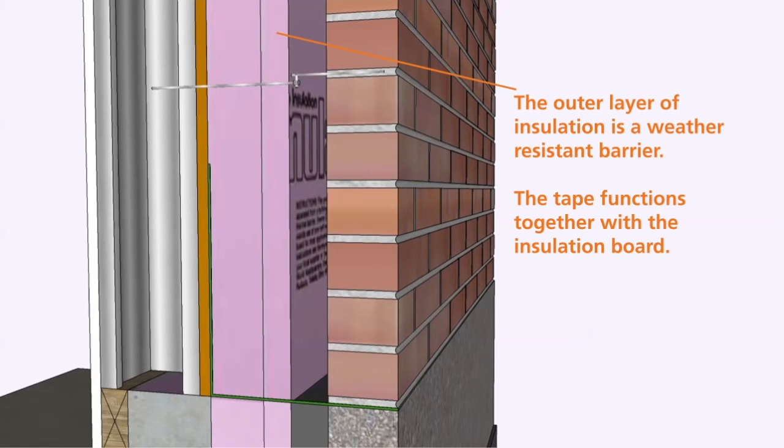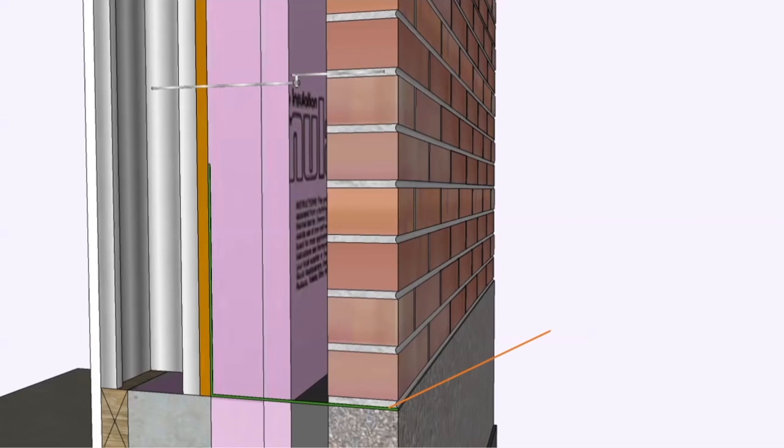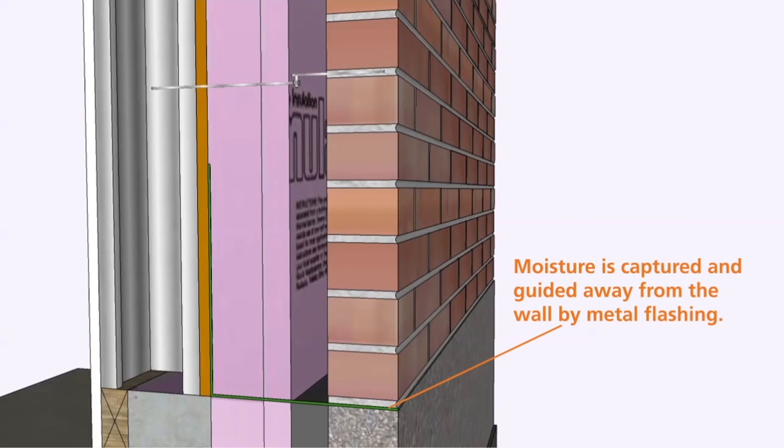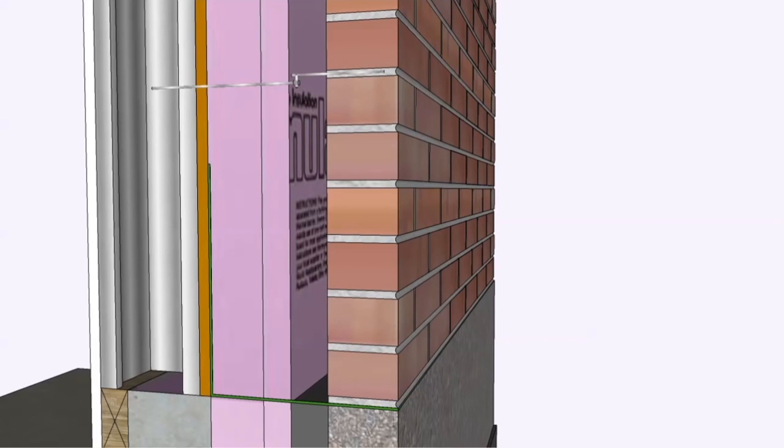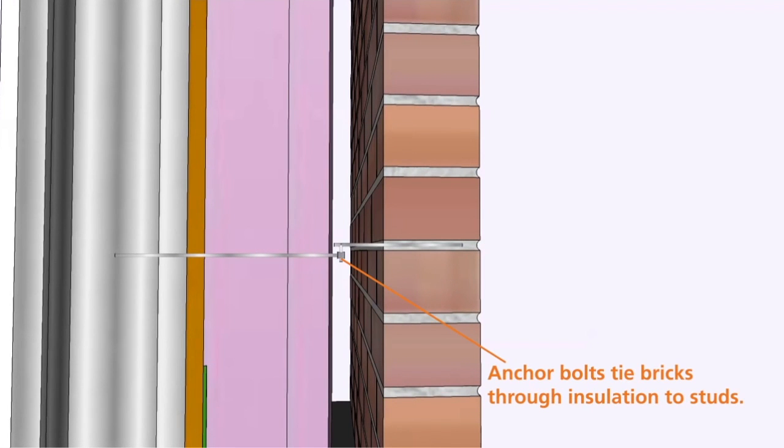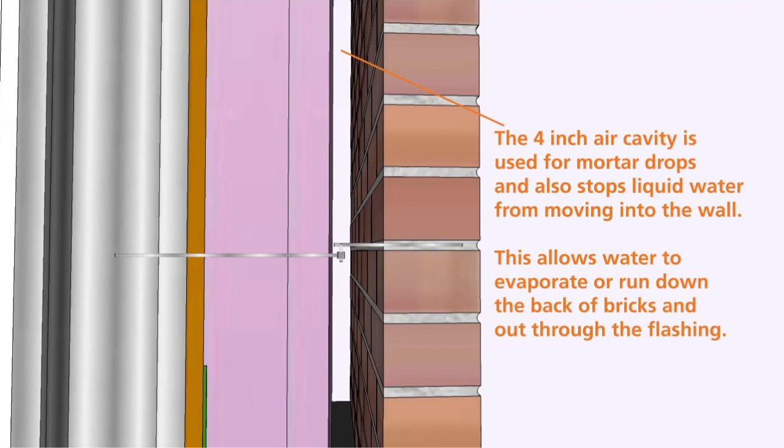The outer layer of insulation is a weather-resistant barrier. The tape functions together with the insulation board. Moisture is captured and guided away from the wall by better flashing. Anchor bolts tie bricks through insulation to start. The 4-inch air cavity is used for mortar drops and also stops liquid water from moving into the wall. This allows water to evaporate or run down the back of bricks and out through the flashing.